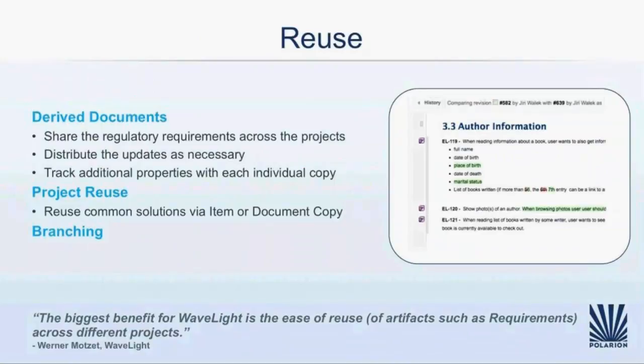Reuse. Recent statistics say that 60 to 70% of the information is being reused from one project to the other for typical software development projects. What is often not clear is that there are different approaches to reuse different data. Let's speak, for example, about regulatory requirements. You need to be sure that you can share them and distribute the updates easily as necessary to your projects. But each copy of your regulatory specification should be enriched with its own additional properties, such as your response. How do you fulfill those regulatory requirements? This is exactly what the Polarion derived documents were designed for.